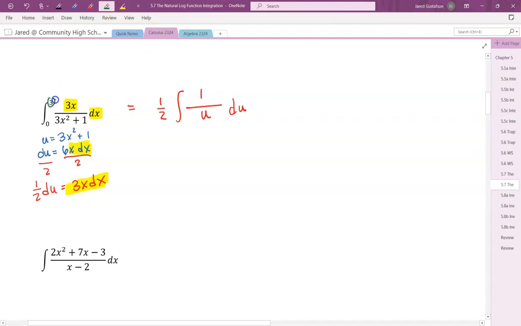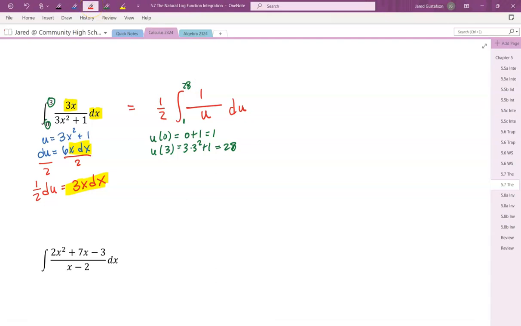The other thing we can't forget is our bounds. Let's change our bounds so they match with u. So u of 0 equals 0 plus 1, it's 1, and u of 3 equals 3 times 3 squared plus 1, which is 28. So let's put those new bounds onto our integral.